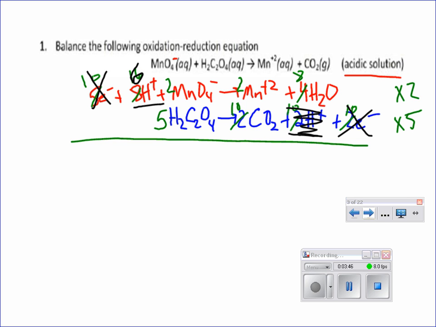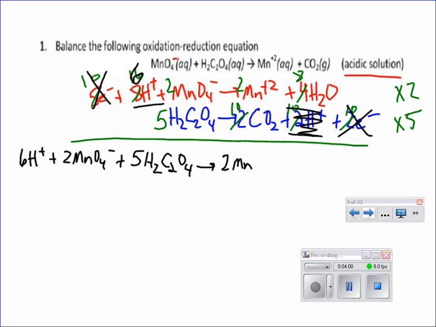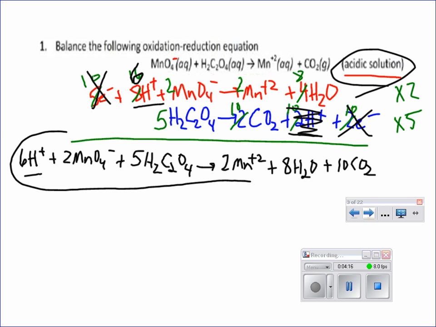All right, is there anything else? No, it looks good to me. So I'm going to have 6 H pluses plus 2 permanganate ions. What's the name of this acid? Oxalic acid, good. Plus 2 Mn 2+ plus 8 waters plus 10 CO2s. Now this particular problem says we're in an acidified solution. Are we? Yes, we are, because I have H pluses here, so that means I am done. And that's balanced.